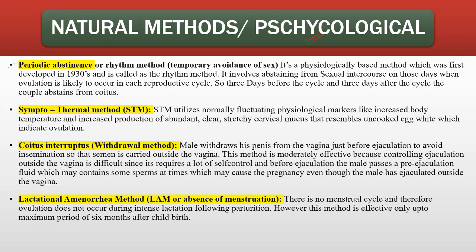Okay, rhythm method. Temporary avoidance of sex. It is a physiologically based method, most importantly, which was first developed in the 1930s and is called the rhythm method. It involves abstaining from sexual intercourse on those days when ovulation is likely to occur, from day 11 to 18 of a menstrual cycle.